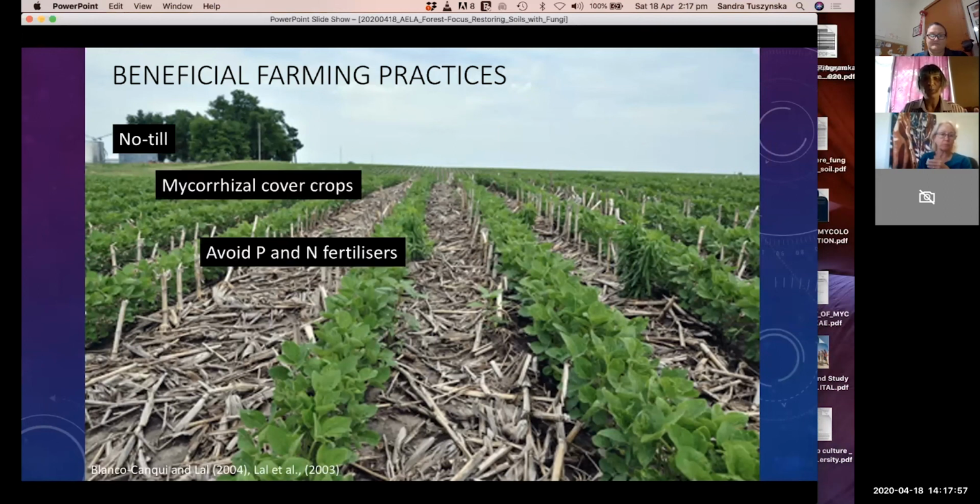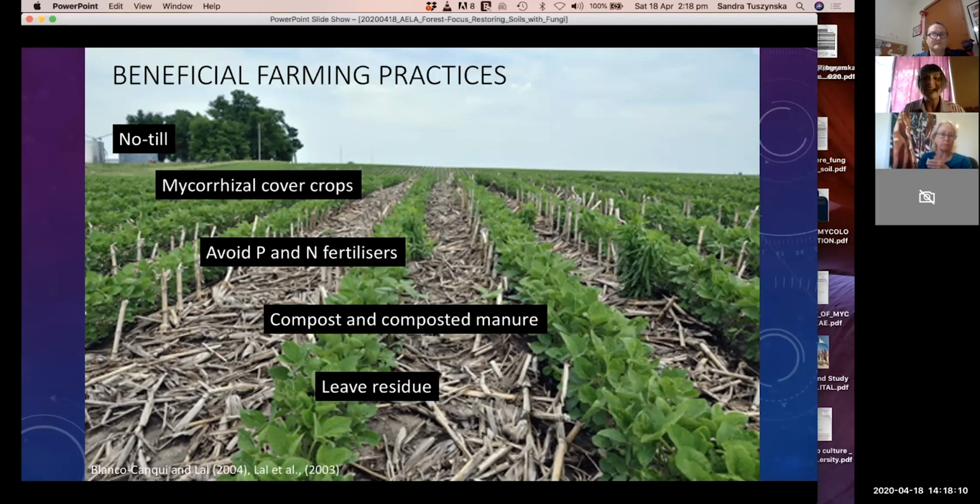Have your mycorrhizal prep in your seeds or in your seedlings. Avoid any fertilizers because that will kill your fungi. And compost and composted manure is the only allowable addition. So you're cutting down costs considerably. And leave your residue on the ground, because that feeds your life forms as well. And that will potentially sequester up to 1,000 kilograms per hectare per year. Great study, that one, by Lal et al.